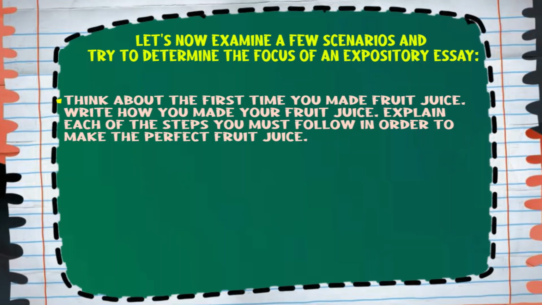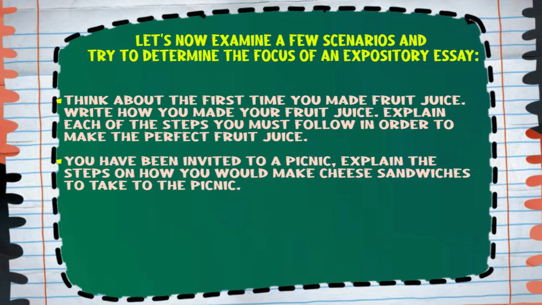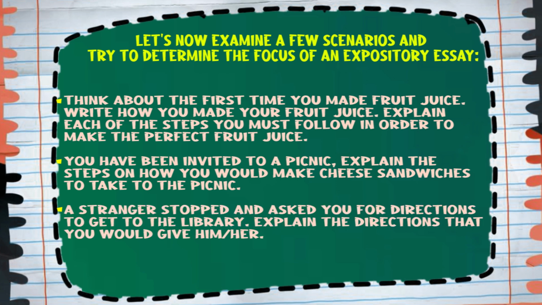Next scenario. Think about the first time you made fruit juice. Write how you made your fruit juice. Explain each of the steps that you must follow in order to make the perfect fruit juice. You have been invited to a picnic. Explain the steps on how you would make a cheese sandwich to take to the picnic. A stranger stopped and asked you for directions to get to the library. Explain the directions that you would give to him or her.